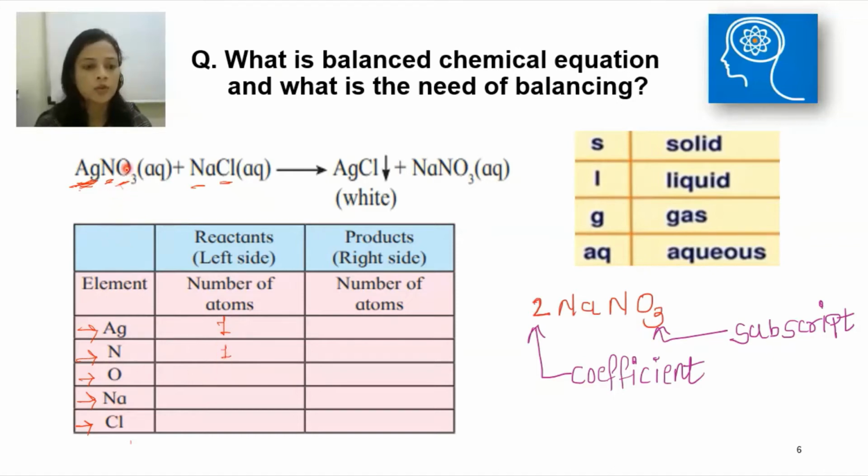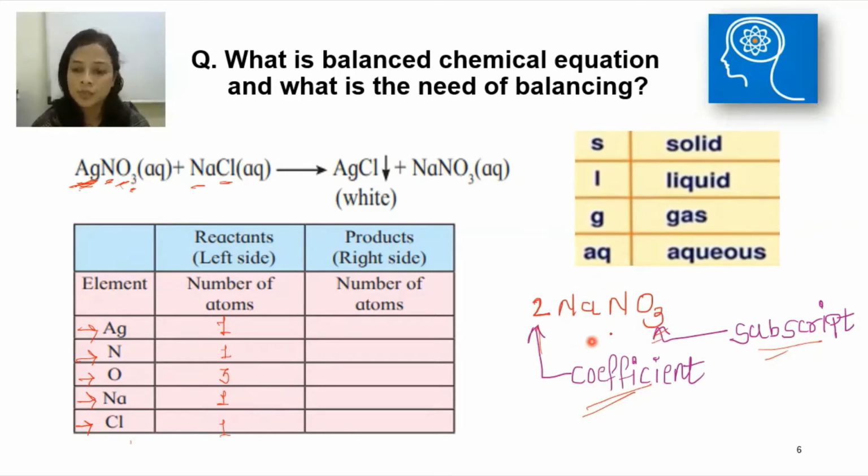Number of O, 3. Then Na, only 1. After that Cl is 1. Okay. Now the question is, what is this 3? If the element is like this, then what is this 2? This 2 is nothing but the coefficient. And this 3 is nothing but the subscript.